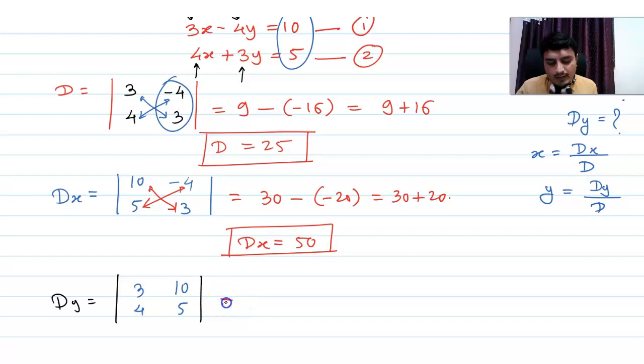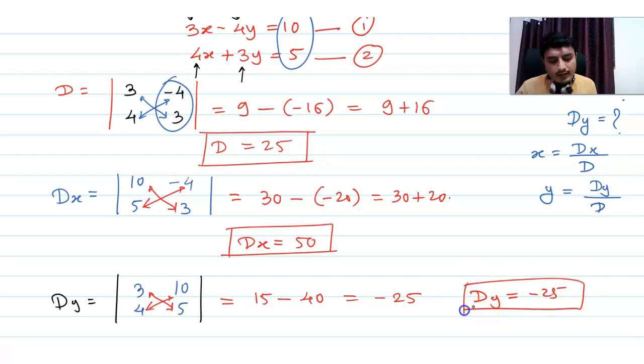Try to simplify the given determinant. 3 into 5, 5 3s are 15, minus 4 10s are 40. So 15 minus 40 we are getting minus 25. So the value of Dy I am writing is minus 25.